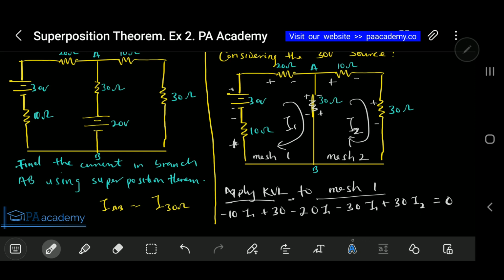If we tidy this up, we have minus 10 I1, minus 20 I1, minus 30 I1. Together we have minus 60 I1, plus 30 I2. If we move this 30 to the other side of the equals sign, we have equals minus 30. So this is our equation 1.